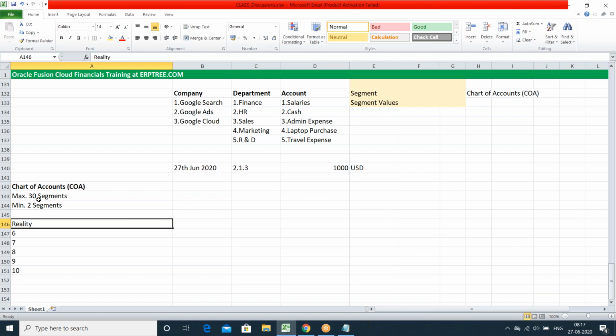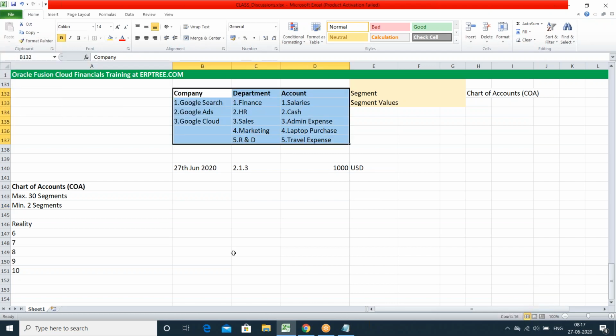Okay. So max 30 segments and minimum 2 segments. Ideally, which segments do we have to use in implementations as a minimum of 2? The minimum 2 segments means 2 segments are mandatory, compulsory in every chart of accounts. Guess which segments could be mandatory. We take an example here. Which 2 segments do you think are mandatory? Company and account. Yes. You may ignore the department.